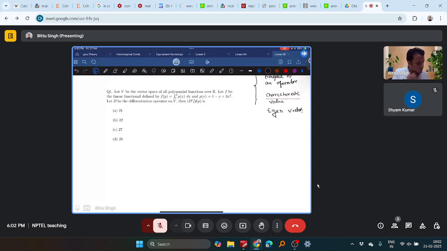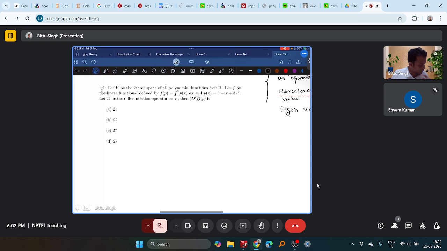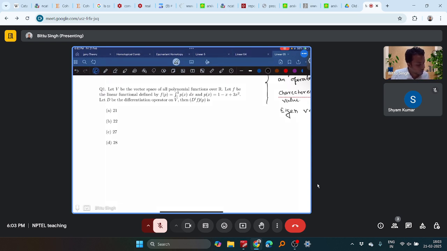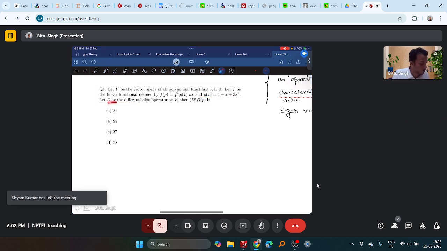So if you see the first question, here V is a vector space of all polynomials over R, and f is a linear functional. It is defined by f(p) is the integration from 1 to 3 of p(x) dx, and also a polynomial p(x) is given. The question is for the differential operator D.